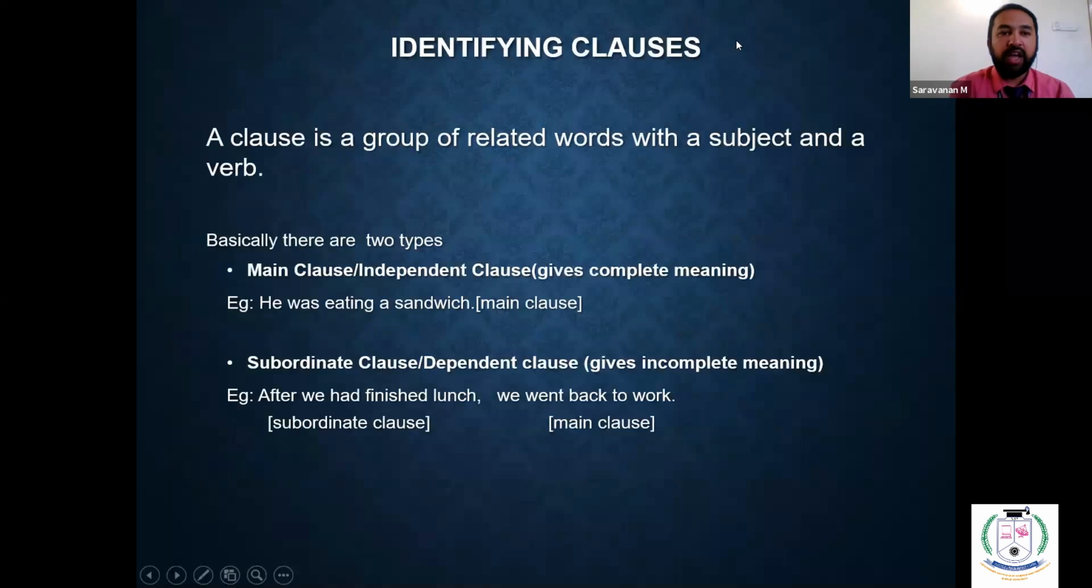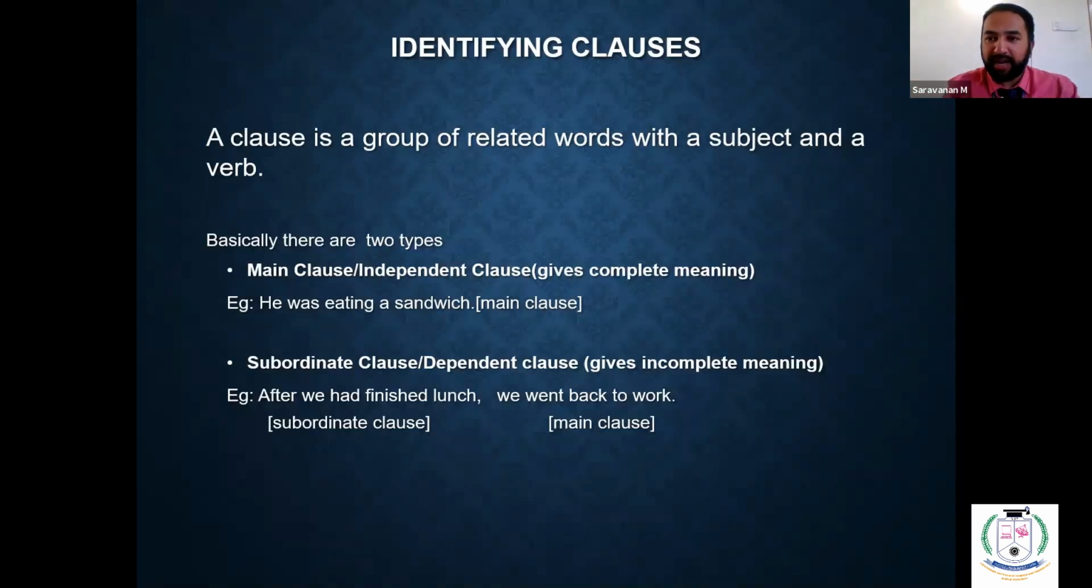Now, identifying clauses. A clause is a group of related words with a subject and a verb, which we have already seen. Basically, you have the main clause, that is the independent clause, and you have the subordinate clause, that is the dependent clause. As I have already told you, what is the main clause? The main clause is a separate sentence in itself. That is why it is an independent clause.